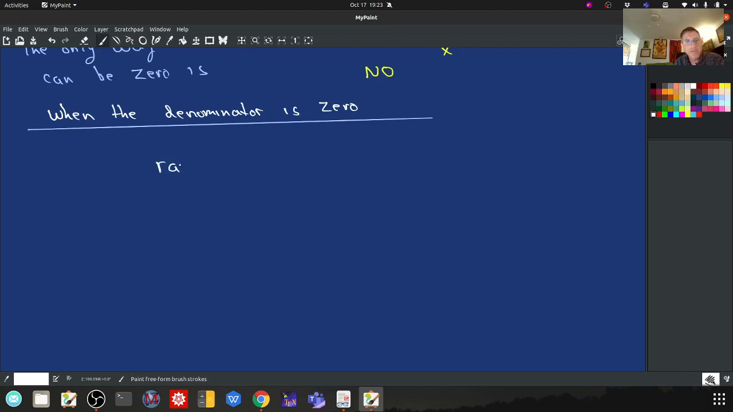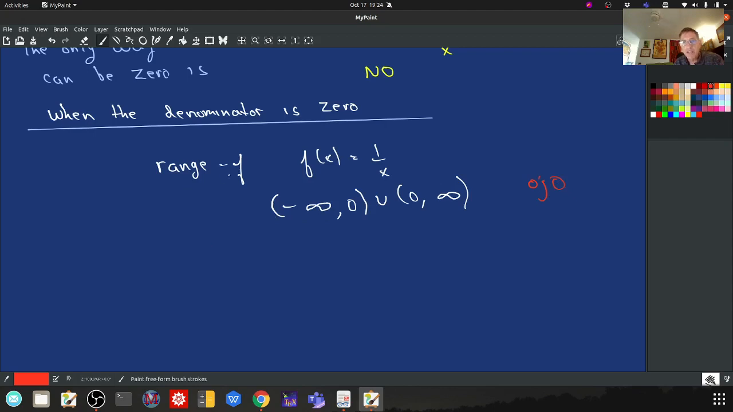The range of f of x equals 1 over x is literally minus infinity to 0, since it never attains 0, union 0 to infinity. But be careful. The fact that the range of f of x equals 1 over x is the same as the domain is a pure coincidence this time. Usually that's not the case. So let's actually take a look and see what the graph of the reciprocal function looks like.